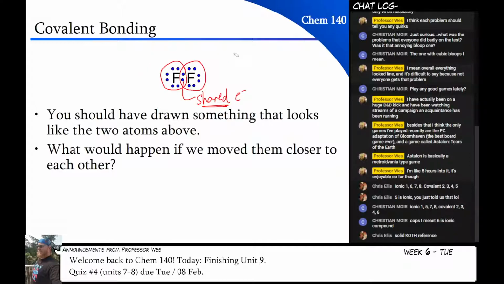We can get rid of this now. So this bond that we have formed is the covalent bond. Covalent meaning co as in communal, we're sharing the electrons between atoms, and valent as in valence electrons. So that's where covalent comes from.